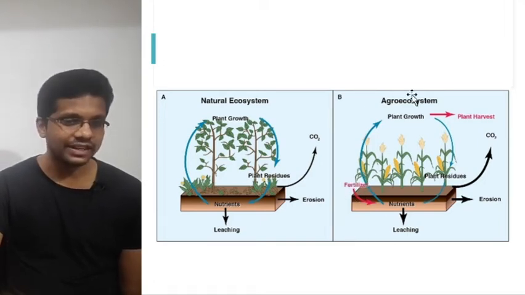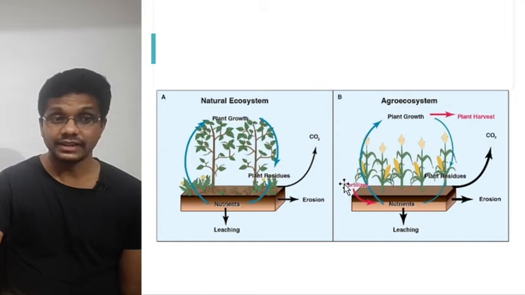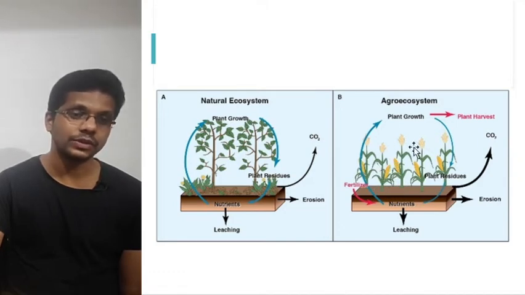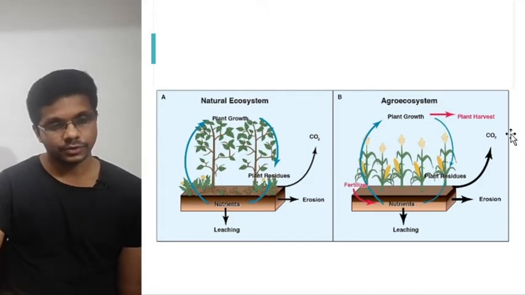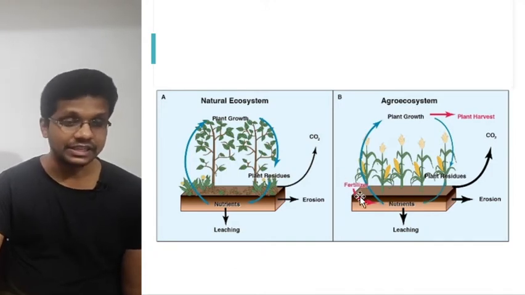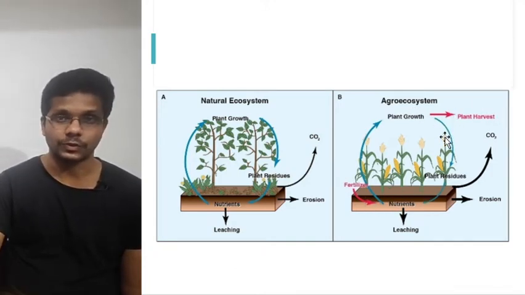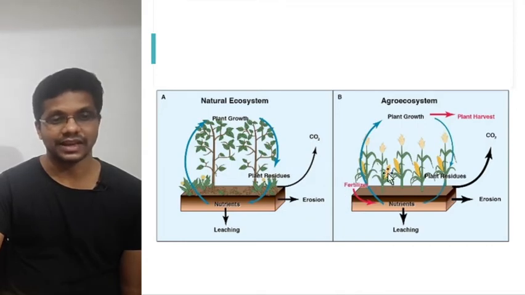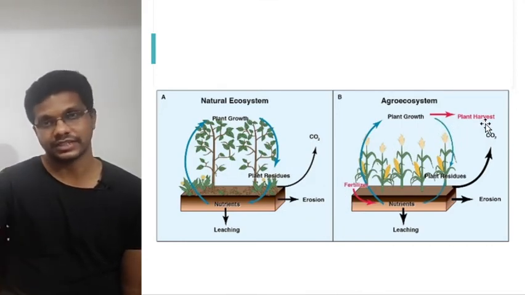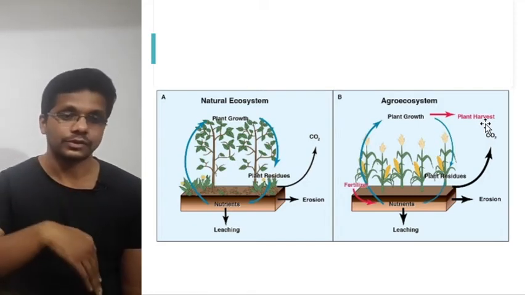So instead of having a cyclic system, here we have a linear system. We are adding fertilizers. The components of the fertilizers are used for the plant growth, and this plant will be harvested. So even if there is a cyclic flow, essentially it has a linear flow also. The nutrients in the fertilizers are used by plants, and they are harvested and transported elsewhere, and they do not come back to the soil.